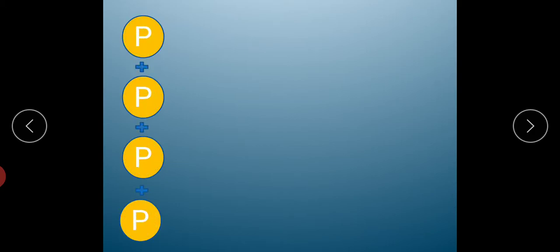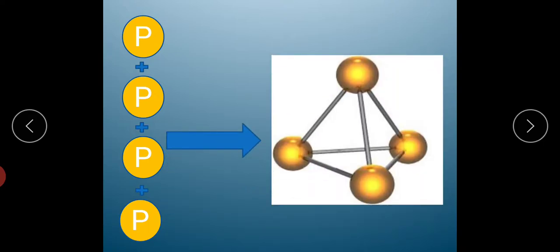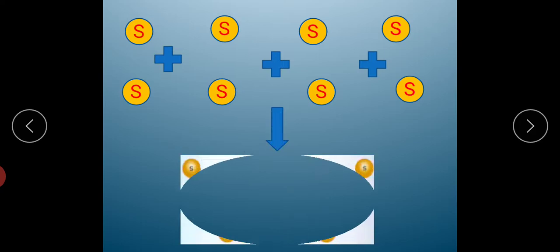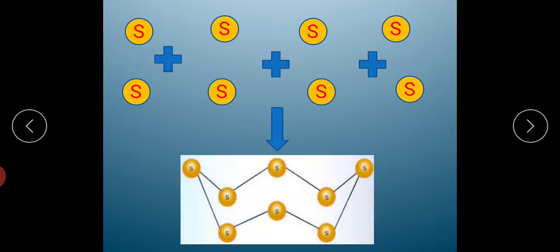Now, what does P represent? P is the symbol for phosphorus. Here you have four phosphorus atoms and they combine to form one phosphorus molecule, that is P4. S is the symbol of sulfur. Here you have how many sulfur atoms? 1, 2, 3, 4, 5, 6, 7 and 8. Sulfur, 8 sulfur atoms, they combine to form one sulfur molecule. This is sulfur molecule.